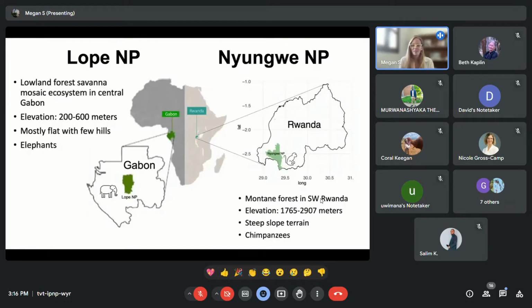And then in Nyungwe National Park, we have a montane forest in southwest Rwanda. The elevation is from 1765 to almost 3,000 meters. It has very steep slope terrain in the park. And one of the larger bodied seed dispersers here is chimpanzees.